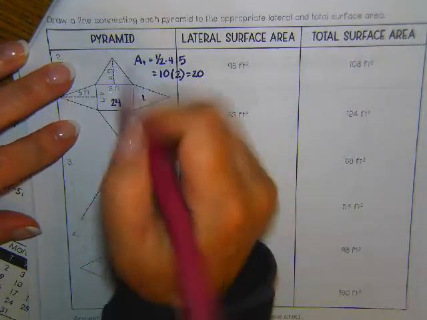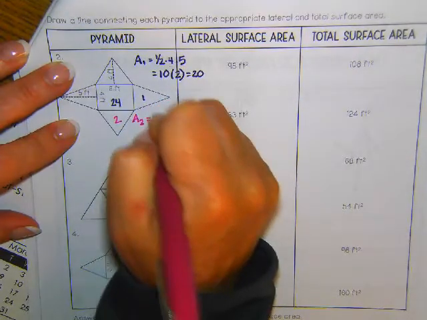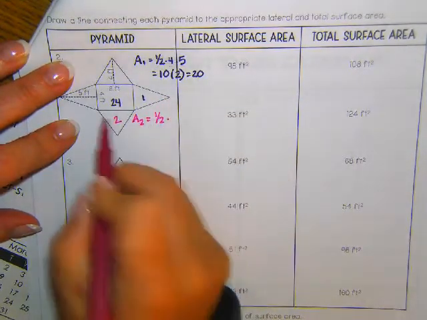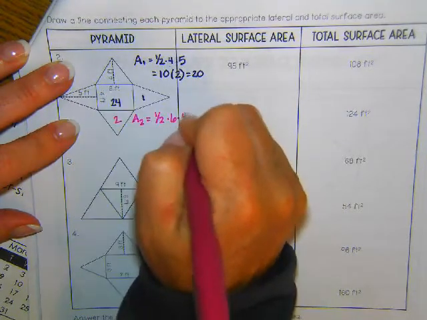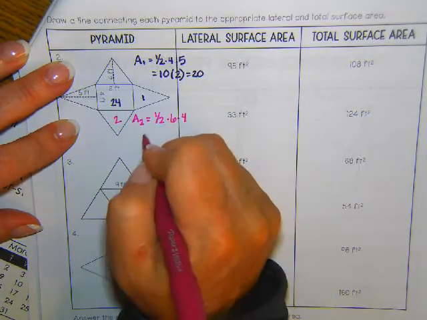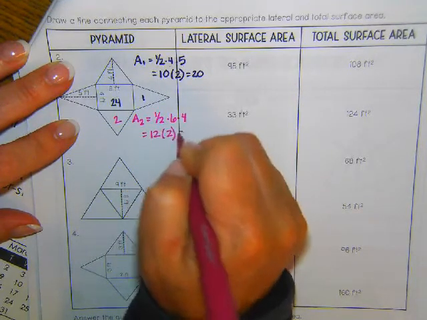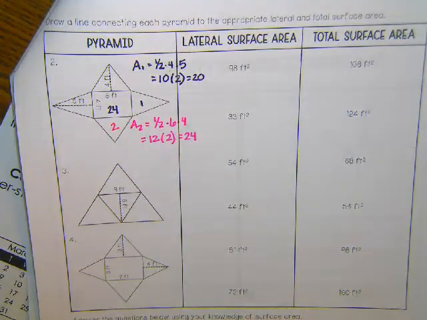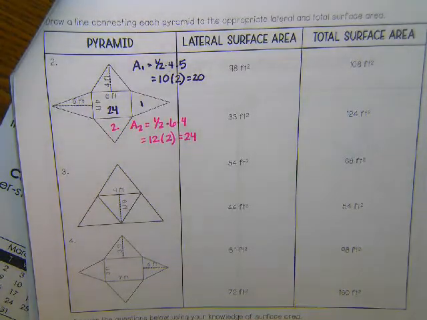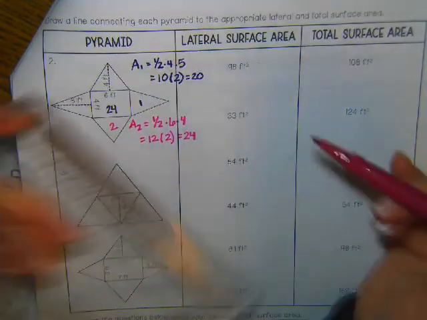Now for these other ones, this will be my shape 2. It's a triangle, so 1/2 times the base. The base in this one is 6. The height, 4. Half of 6 is 3. 3 times 4 is 12, but there are 2 of them, so we get 24. All right, who can tell me what is my lateral surface area? Ben? 44. 20 plus 24 is 44.